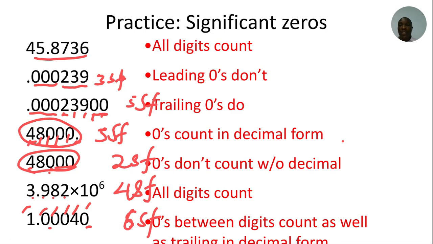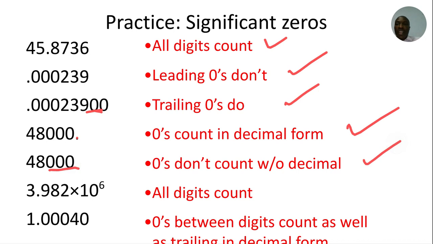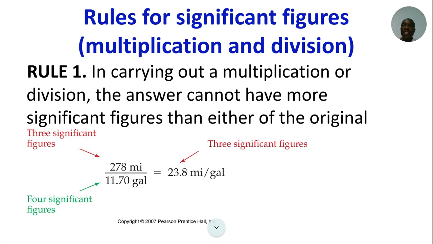Alright. So that's a small summary of what I've been talking about. All digits count. The leading zeros don't count. Trailing zeros, these are the trailing zeros, they do count. The zeros before the decimal point, they all count. In this case, these ones, they do not count. Here, all digits count. And then here, all these zeros count, including the trailing one. They all count.